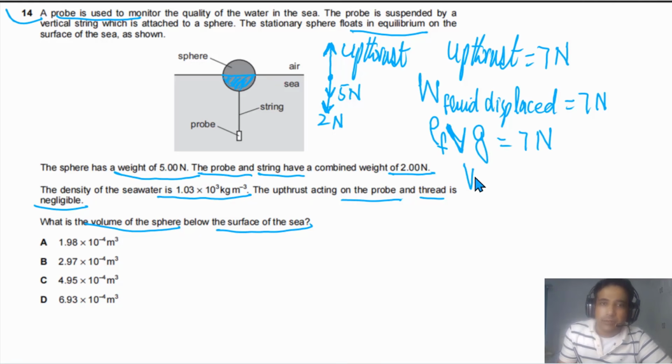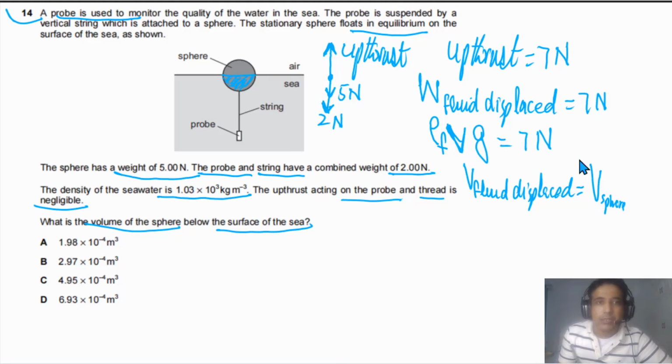And in this case the volume of fluid displaced is equal to the volume of the sphere below the surface, or we can say the volume submerged in seawater. Now we can simply use the formula here. So we can say this is Vs. This is the volume of the sphere below the surface. So we need to find out Vs.